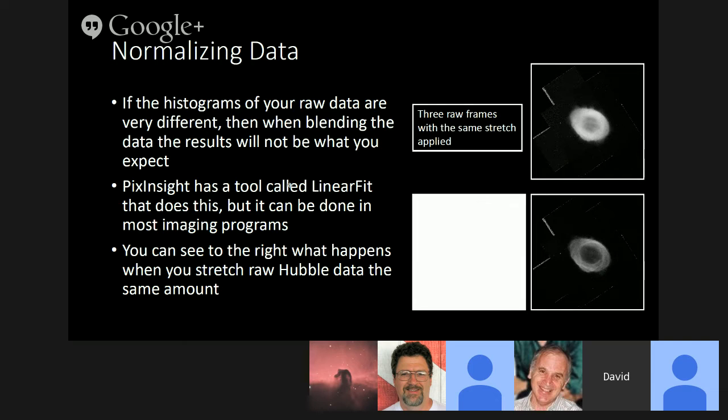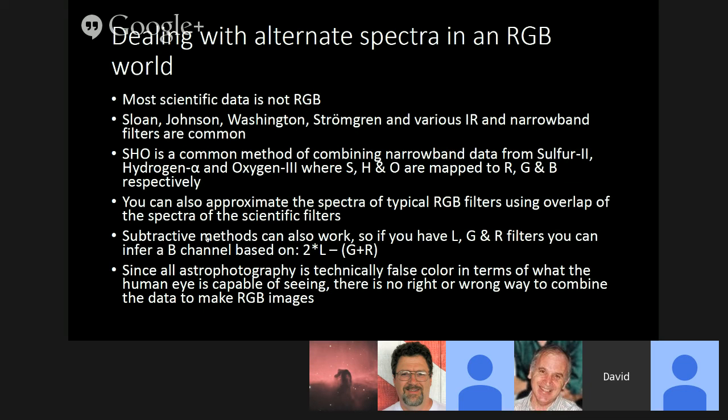PixInsight has a tool called Linear Fit that does this, but it can be done in most imaging programs. Because we're not dealing with RGB in most scientific research, we have to deal with how we convert that into an RGB picture. A lot of scientific data is going to be in Sloan filters, Johnson, Washington, Stromgren, and various IR and narrowband filters.